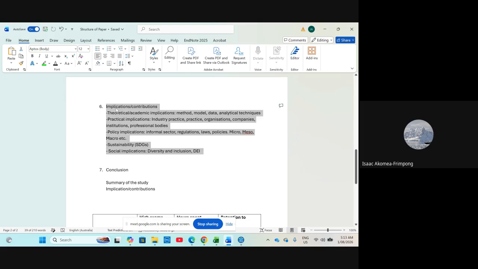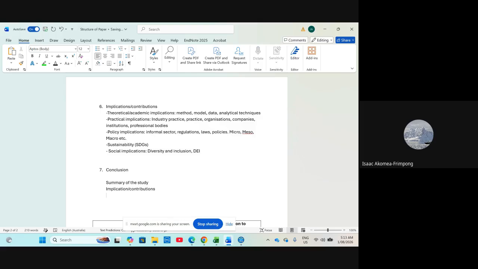So either you put it here as a separate section or you add it as a conclusion. And then you have to talk about, this is one of the sections which is very important, and that's the limitations of the study. What are some of the gaps? What are some of the things that you couldn't achieve as far as your study is concerned?